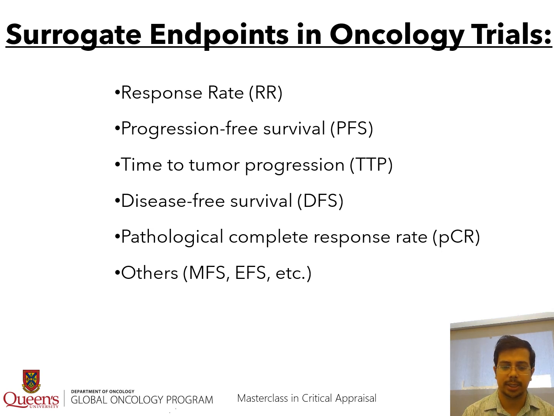This is the time after the start of treatment until disease progression or death. And then there is time to tumor progression, which is basically like PFS but does not include death. And there is disease-free survival, which is also like PFS but in the adjuvant setting. And there is pathological complete response rate, which is the percentage of the patients who achieve pathological complete response after neoadjuvant chemotherapy and surgery. And then there are some other unique endpoints used in a specific setting, like metastasis-free survival in prostate cancer, event-free survival in breast cancer, and so on.